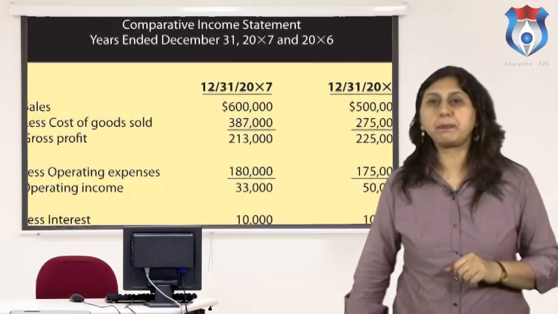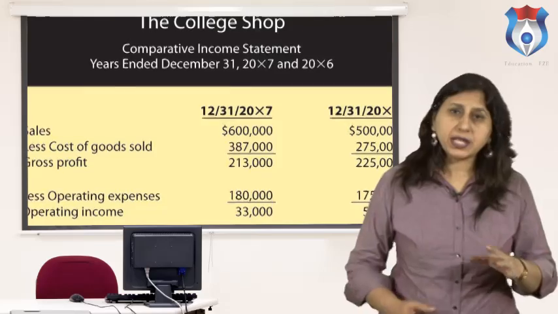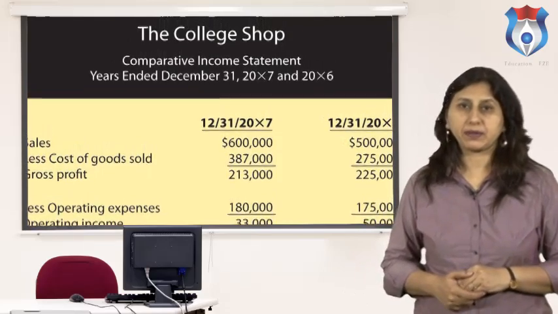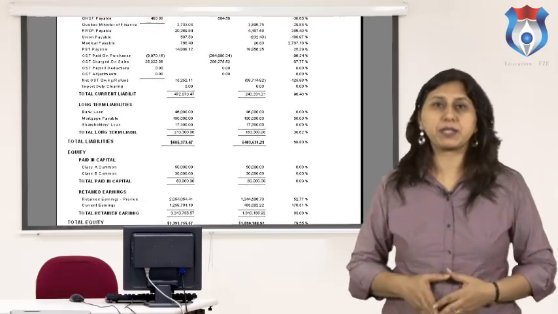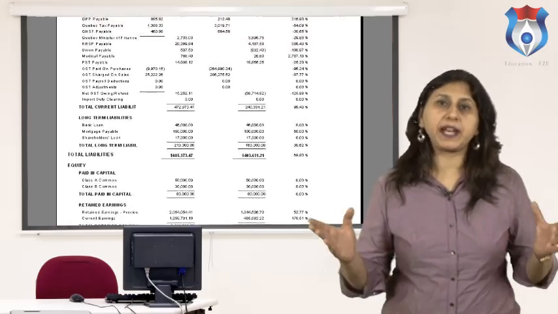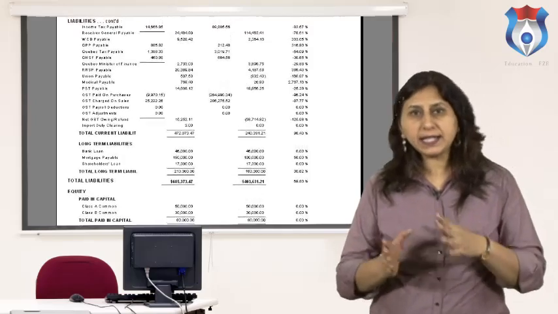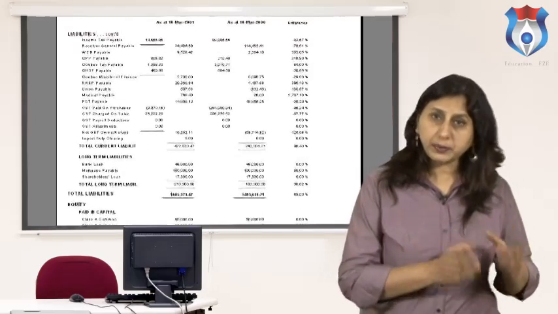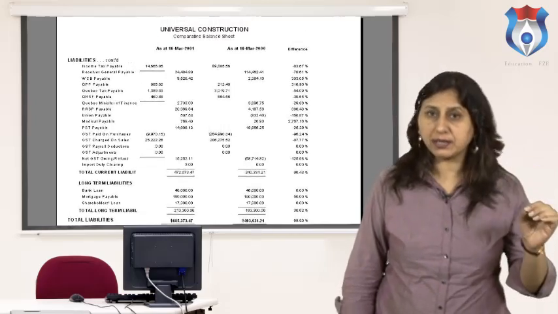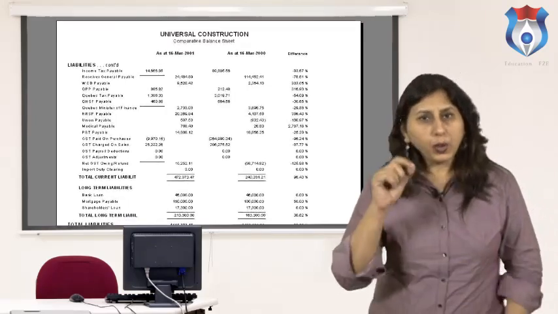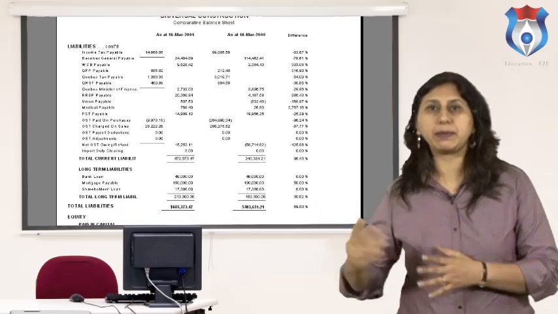While interpreting comparative balance sheet, the interpreter is expected to study the following aspects: current financial position and liquidity position, long-term financial position, profitability of the concern. For studying current financial position or liquidity position of a concern, one should examine the working capital in both the years. Working capital is the excess of current assets over current liabilities.